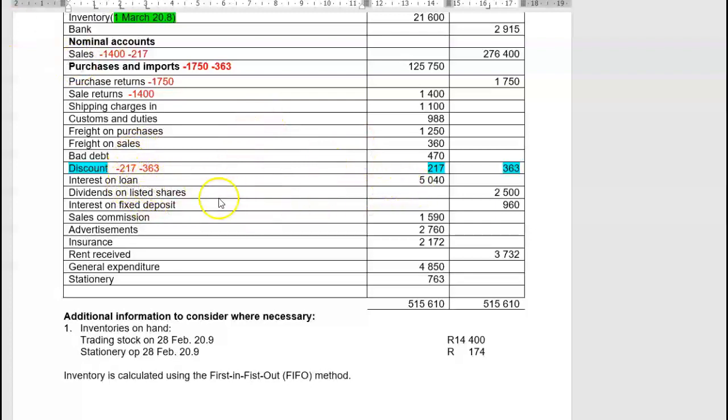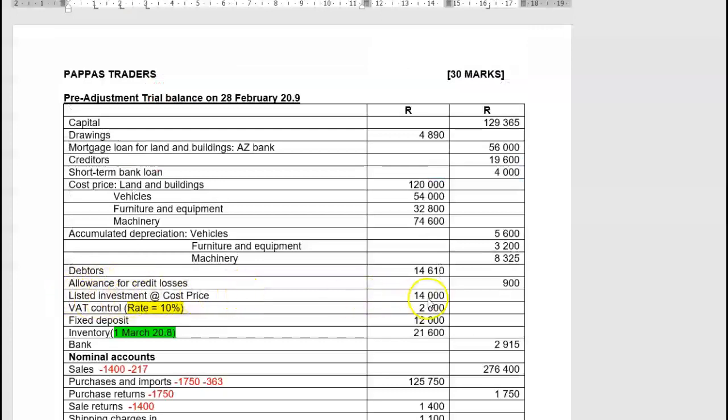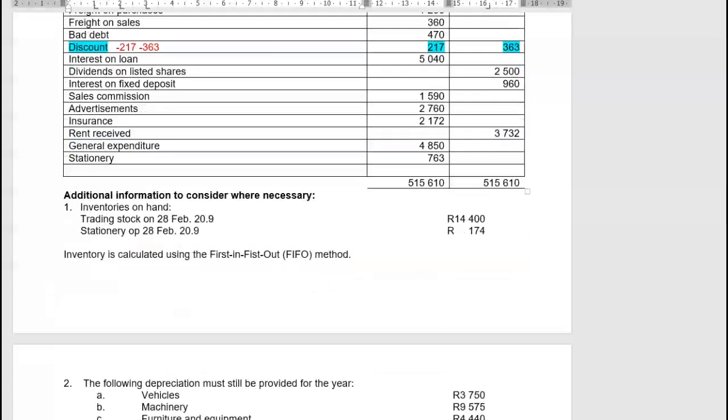Interest on the loan, 5,040, dividends on listed shares. That is the return that I earn on my financial asset, which is my investment in shares. Somewhere along the line, we had investment in shares. There it is, listed investments at cost price, 14,000 Rand. Good, then sales commission. This is a normal operating expense. Under no circumstances do you deduct it from sales. Advertisements, insurance, rent received, general expenditure, and stationery.